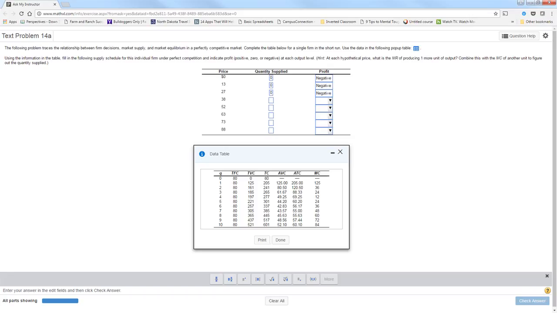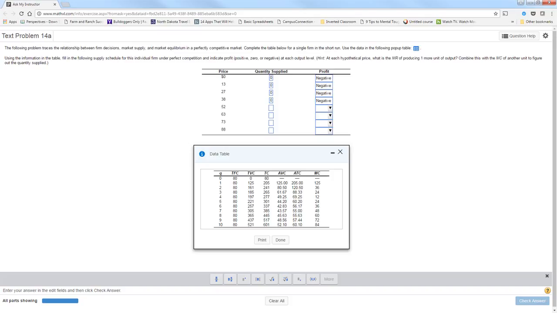When the price is $38, we'd produce here at 6 units of output because 38 is just greater than the marginal cost of 36. But again, the average variable cost is $42.83. So again, we'd produce nothing, and the profit would be negative.